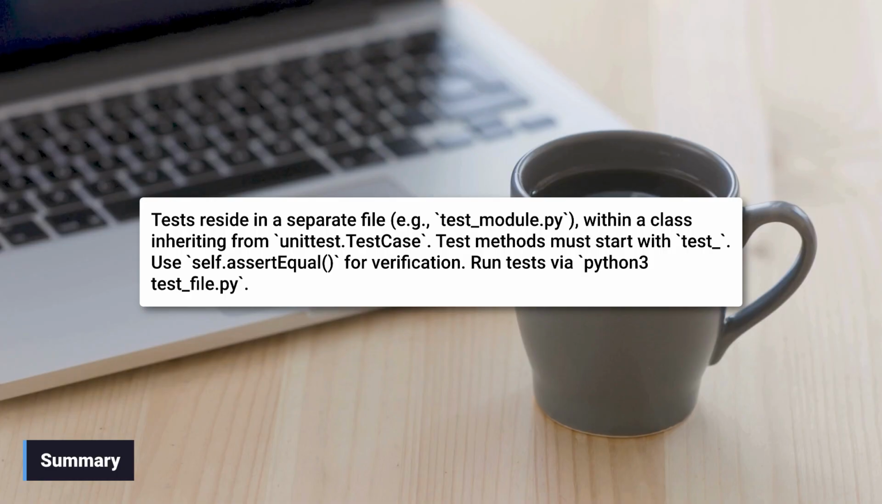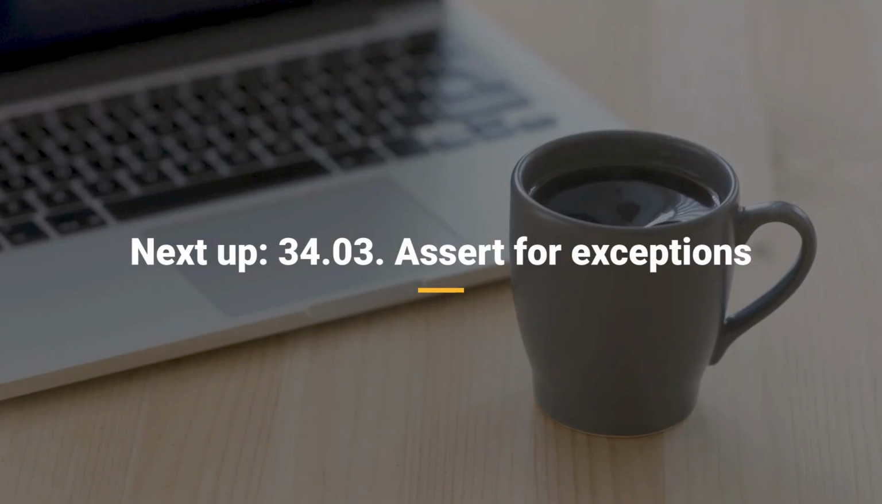To summarize, you can now write and execute basic unit tests. Next, we look at how to test for failures. Our next lecture, 34.03, Assert for exceptions. See you there.